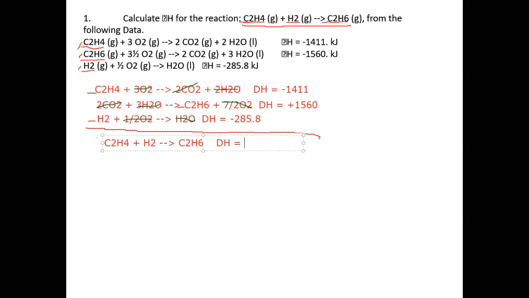Negative 136.8 kilojoules. So that's the delta H of this reaction. Give me a few seconds to look over it before I clear it.